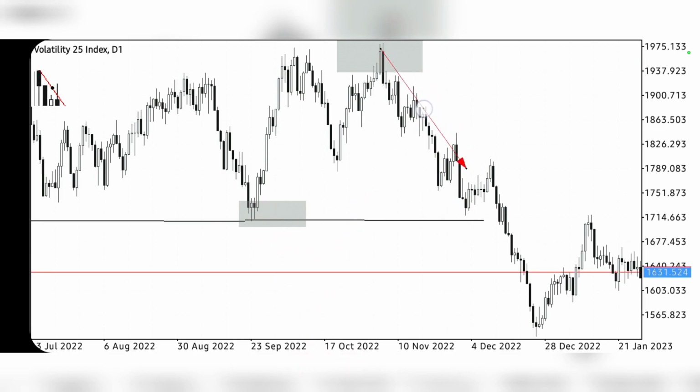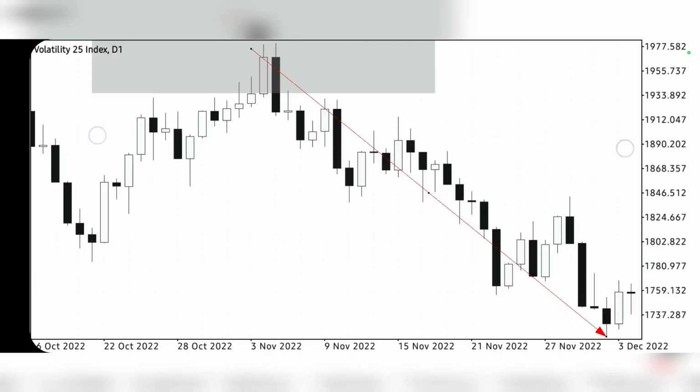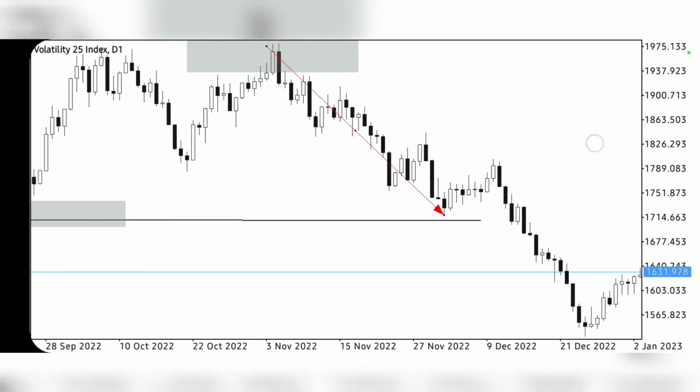Now the structures that are formed from the beginning of that structure range before breaking the structure range, note what I said, before breaking the structure range, that is our internal structure. The structures that are formed from the beginning of the structure range to before we break the structure range, that is our internal structure. So let me explain it in detail now.